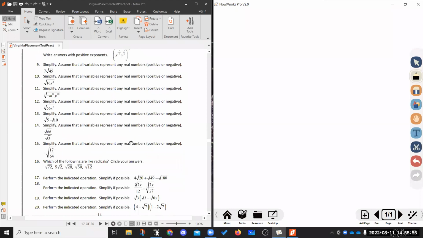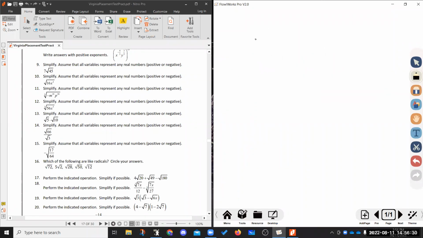Scrolling on down here so I can see number 9. Simplify, assume that all variables represent any real number, positive or negative. So 7 root 45. We're going to break that square root into the part that's a perfect square and the part that's not a perfect square. This is going to be 7 times 3 times the square root of 5, which is going to be 21 root 5.